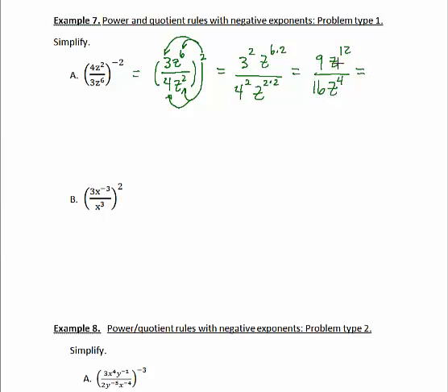And finally, we can combine these z's through the quotient rule, which says that we subtract the exponents when the variables are divided. So we have a 12 minus 4. And so in the end, we get a 9z to the 8th power over a 16.